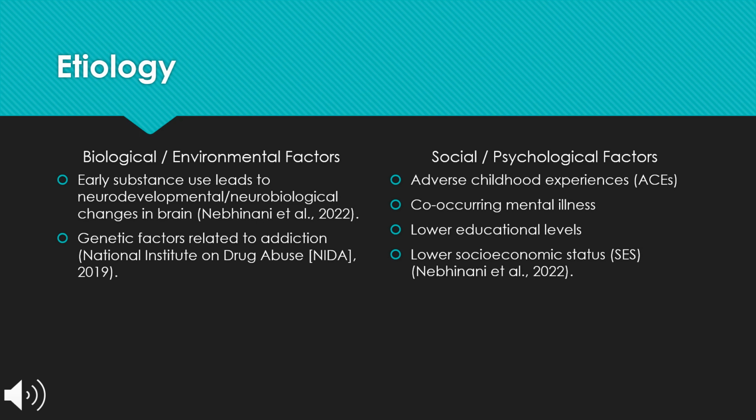Some social or psychological factors include adverse childhood experiences like abuse, neglect, or traumatic events. Individuals with co-occurring mental illnesses, especially those undiagnosed or untreated, may also be at higher risk for developing substance use. And then individuals who come from poverty or lower socioeconomic status are also at a higher risk, which is likely due to the physiological and other important needs not being met, and they tend to experience greater hardship.